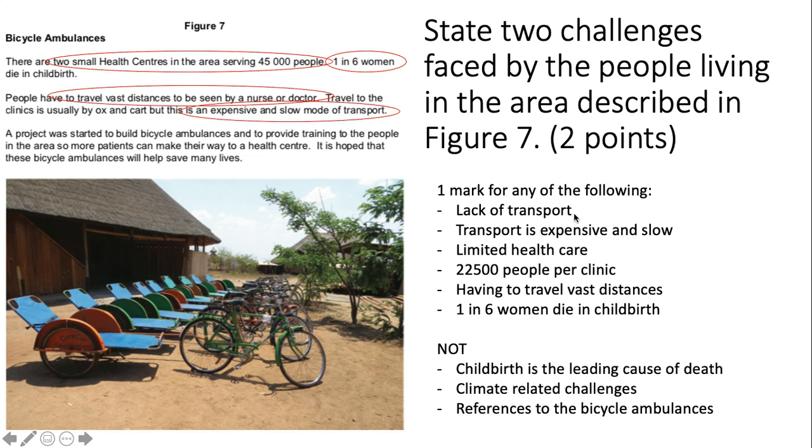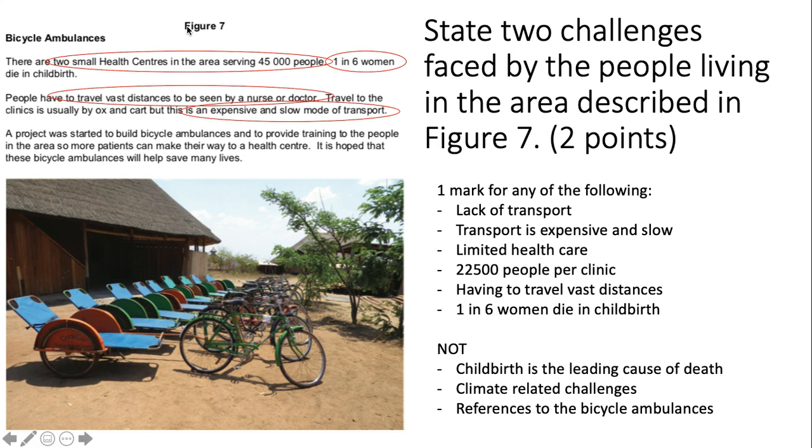They've also accepted lack of transport or limited healthcare, so it's quite generic statements which sum up what is talked about here. They're not looking for childbirth as a leading cause of death. Nothing in Figure 7 suggests that. It's quite a bold claim. And then some people used the picture as well. I can see how that would have happened.